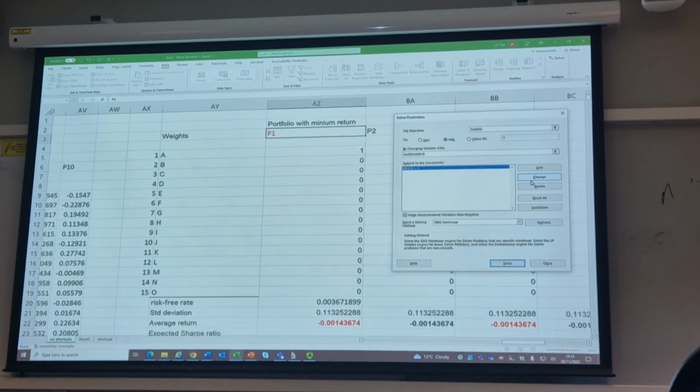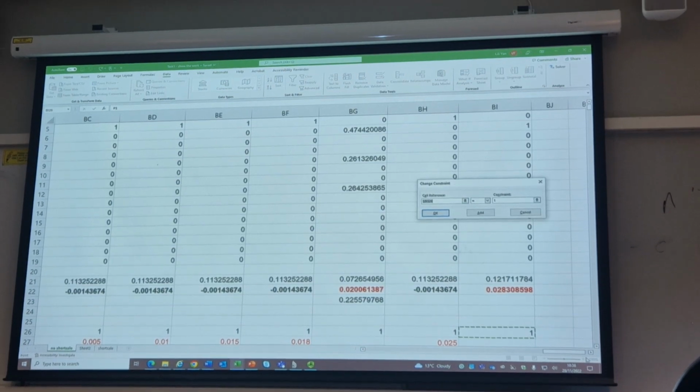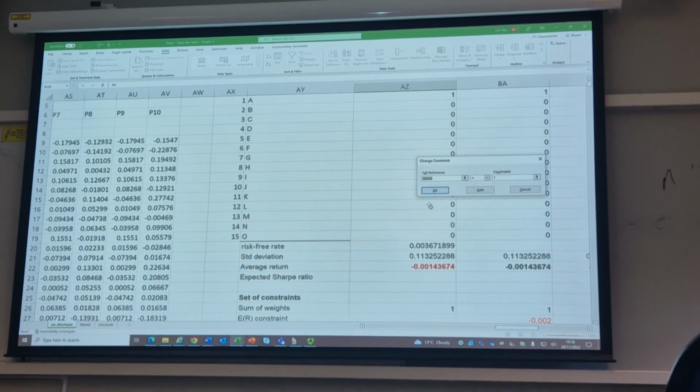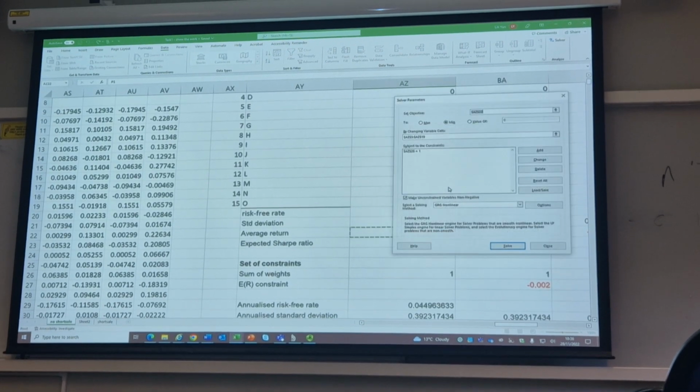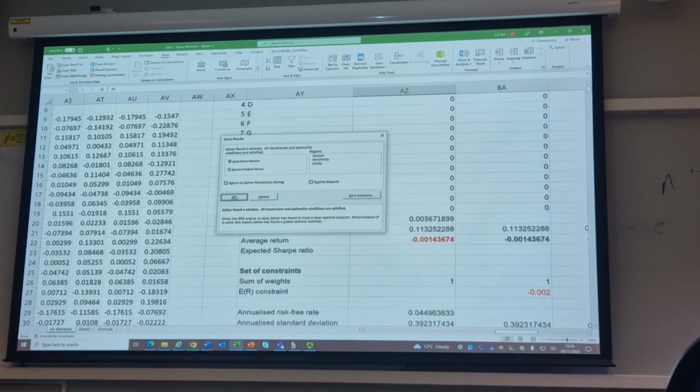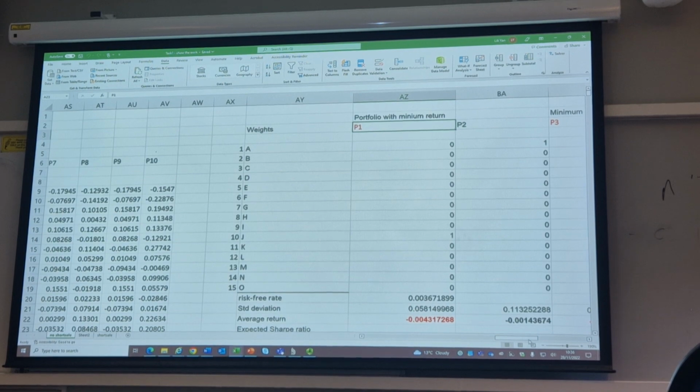Okay, and change the constraints. The sum of weight equals to 1, and then that's it. Okay, so this is the portfolio with minimum return.